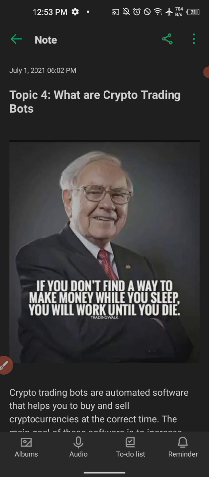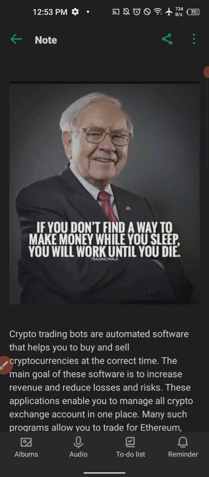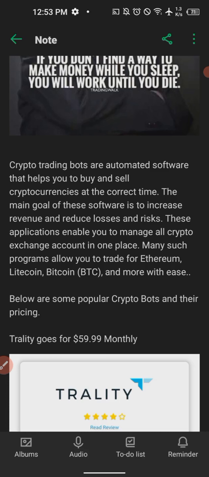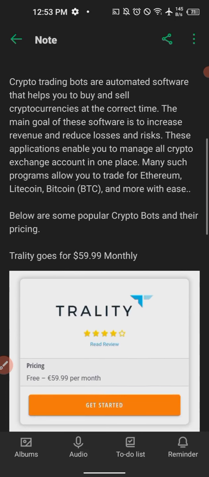So I think many of us who are watching this want to be like Warren Buffett, having something to make money for us while we're at the office, while we're in the classroom teaching, while we're in the market selling our normal properties. We just want something else to be making money for us through crypto. Now, crypto trading bots are automated software that helps you to buy and sell cryptocurrency at the correct time. The main goal of this software is to increase revenue and reduce losses and risk. You can read all the other presentations.